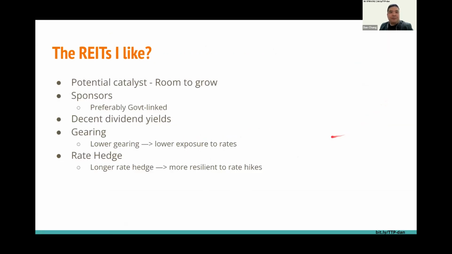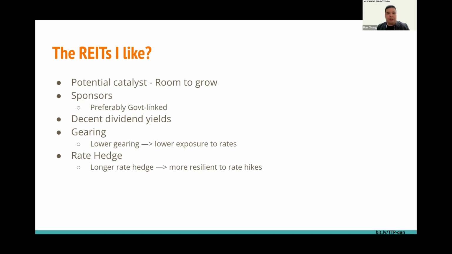Okay, so now talking about the merit of REITs, what are the REITs that I like? Okay, so the REITs that I'll be looking at are REITs that have potential catalysts. Okay, they have room to grow, and preferably they have a very strong sponsor. Okay, of course, government link is the strongest lah. And the REITs I like, as I mentioned earlier, I want a decent dividend yield and a stable one. That's my plan B.